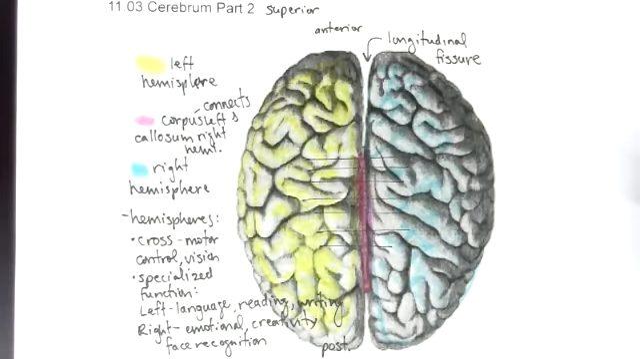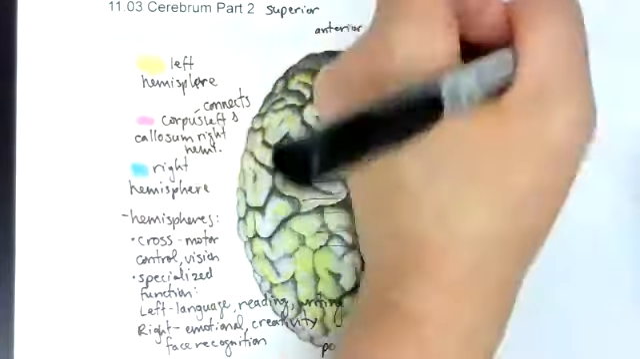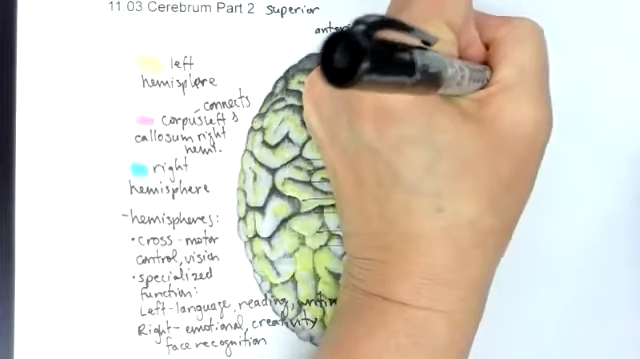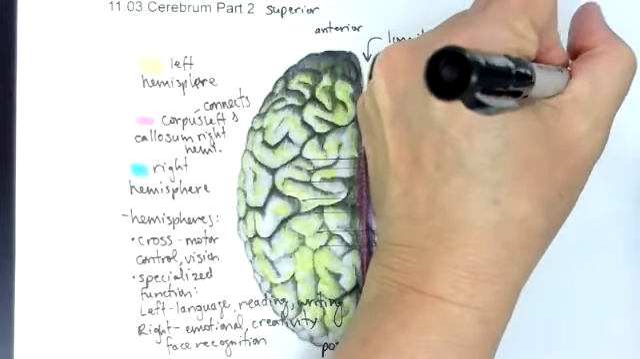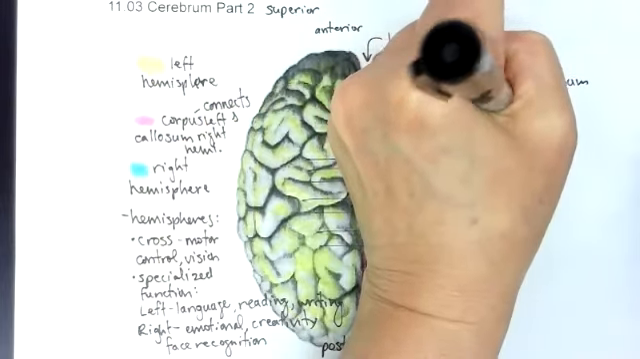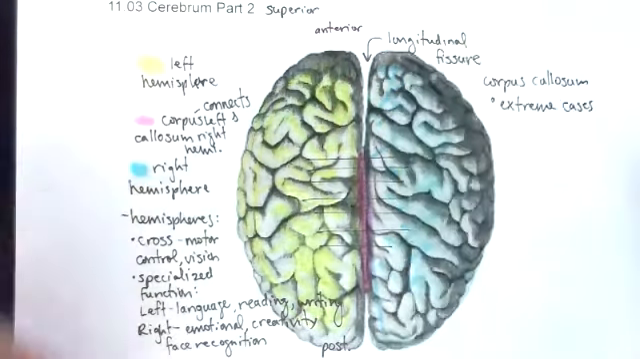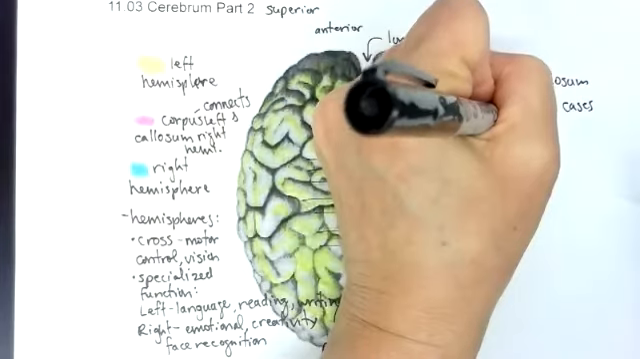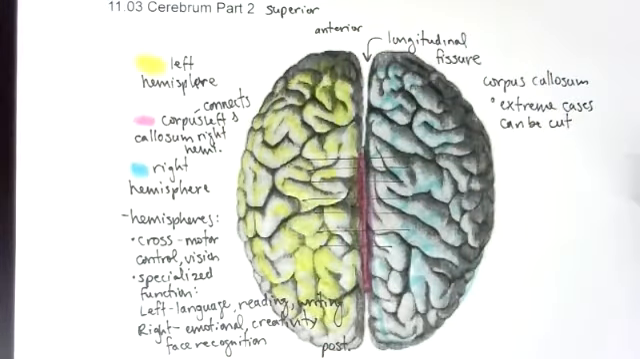In people that have severe epilepsy, one of the things that they will do, so let's talk about the corpus callosum over here. In extreme cases, if you have severe seizures, the corpus callosum can be cut. And that helps eliminate some of the seizure activity for people that have severe epilepsy.